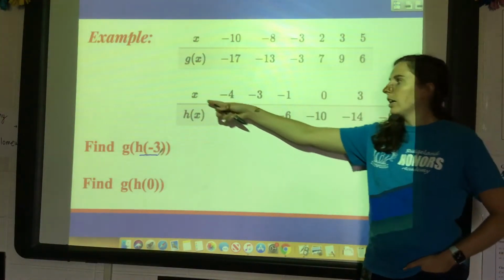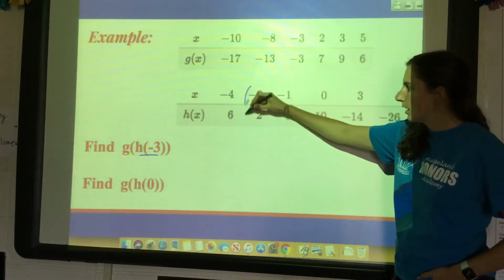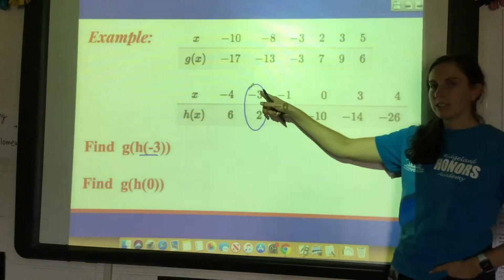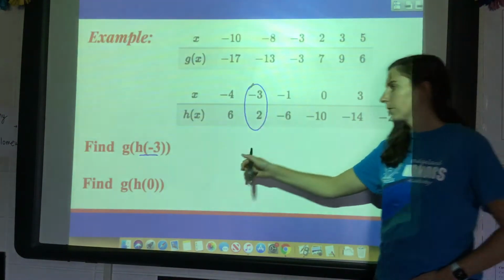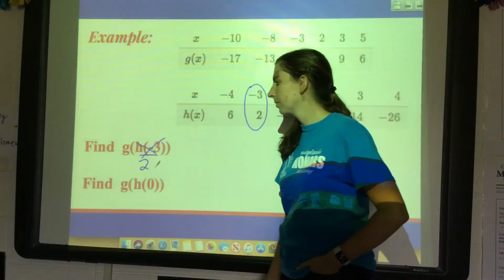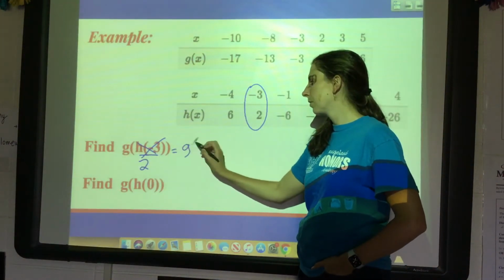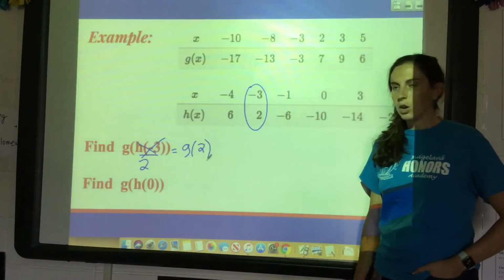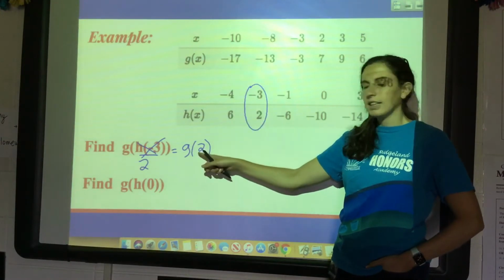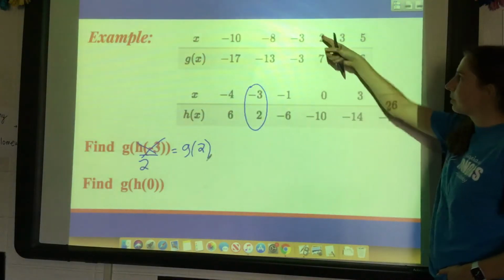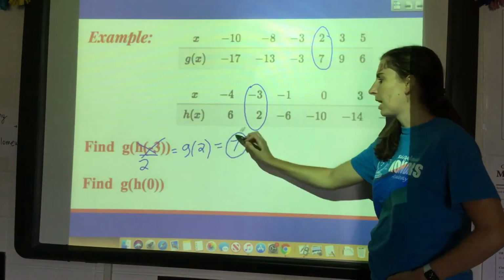The input is the x row, and so that happens right here. When the input is -3, the output is 2. So h of -3 is just 2. Now I'm doing g of 2. So again, we'll go find the g function, which is this table, and find the input of 2, which happens here. The output is 7. That's my final answer.